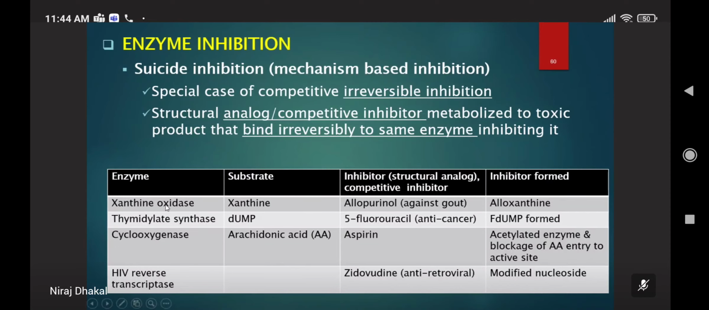Now, for example, xanthine oxidase. Xanthine is a usual substrate, and the inhibitor is allopurinol, which is a competitive inhibitor of this enzyme. And when allopurinol binds with xanthine oxidase, this allopurinol is metabolized to alloxanthine.